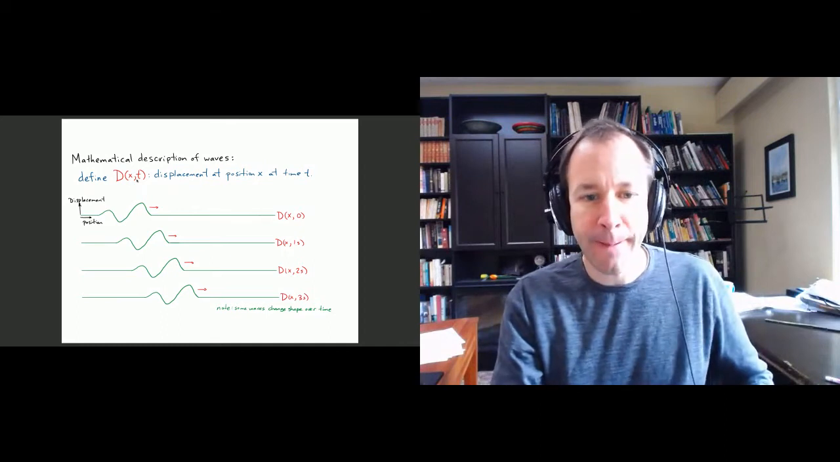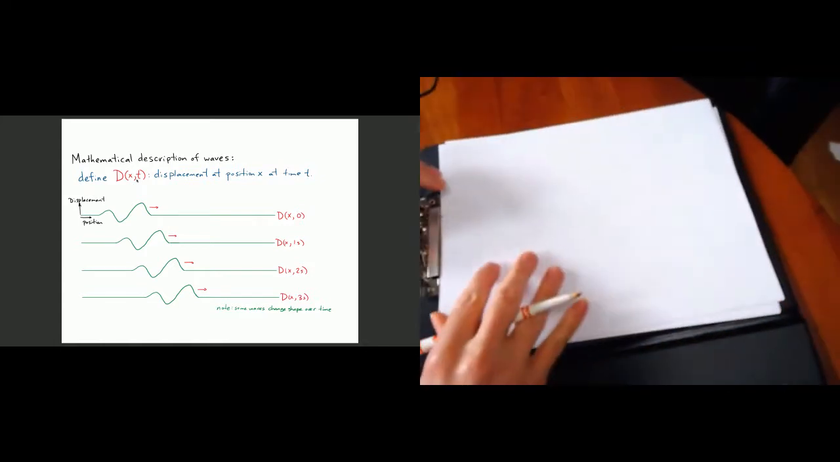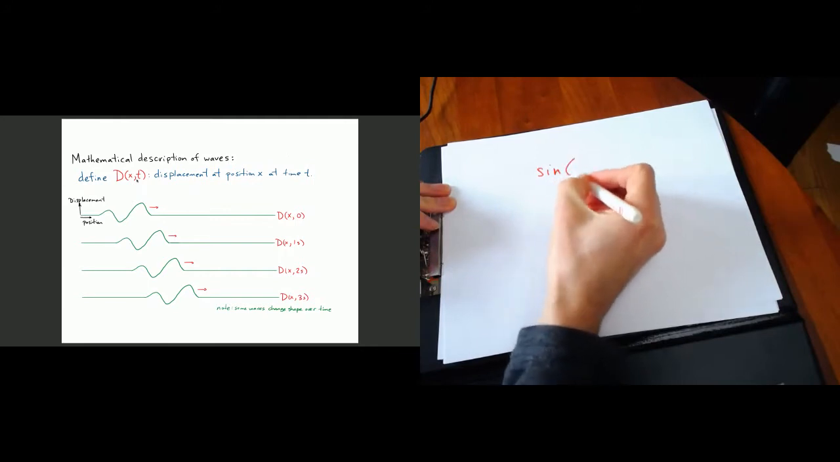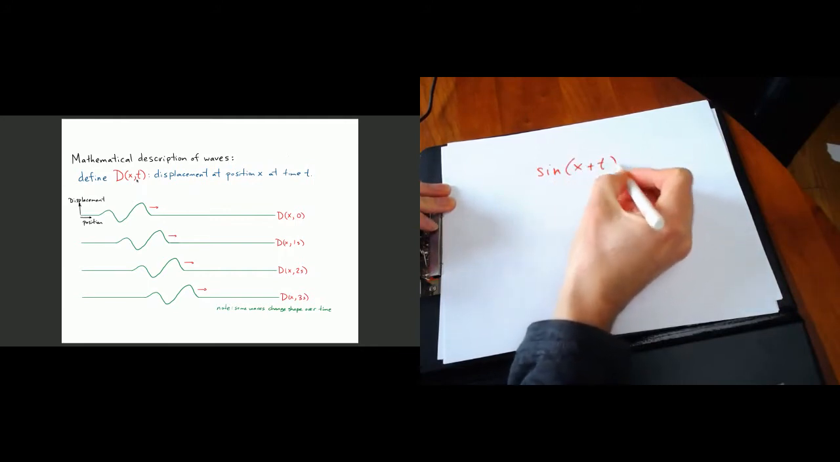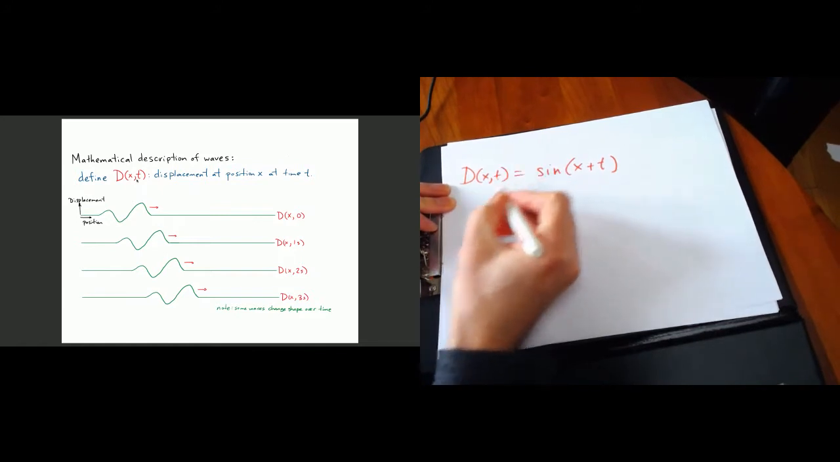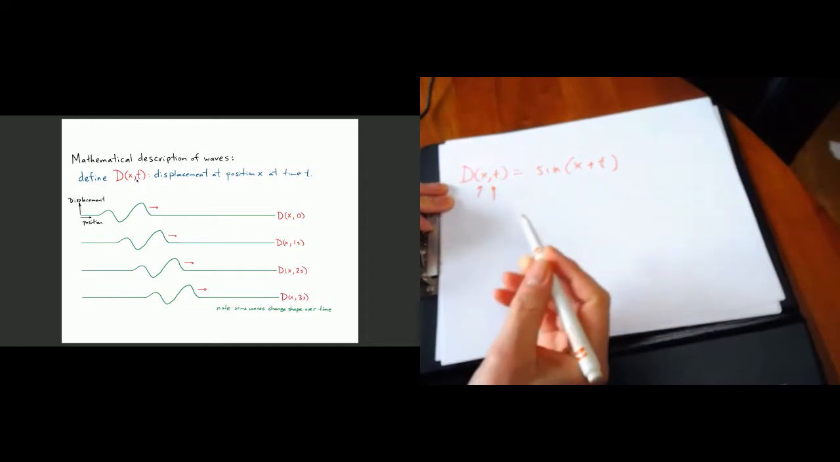Okay. Let me just do a quick example of what I mean by this function of two variables, and then we're going to see a lot more examples next time. So say we have this function sine of (x plus t). So this is a function that we could plug an x into and a t into, and then it gives us a number out of that.